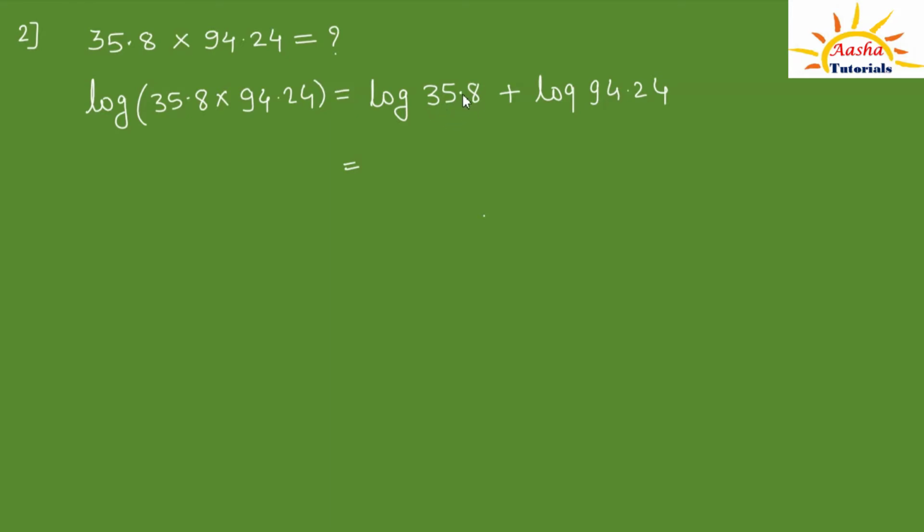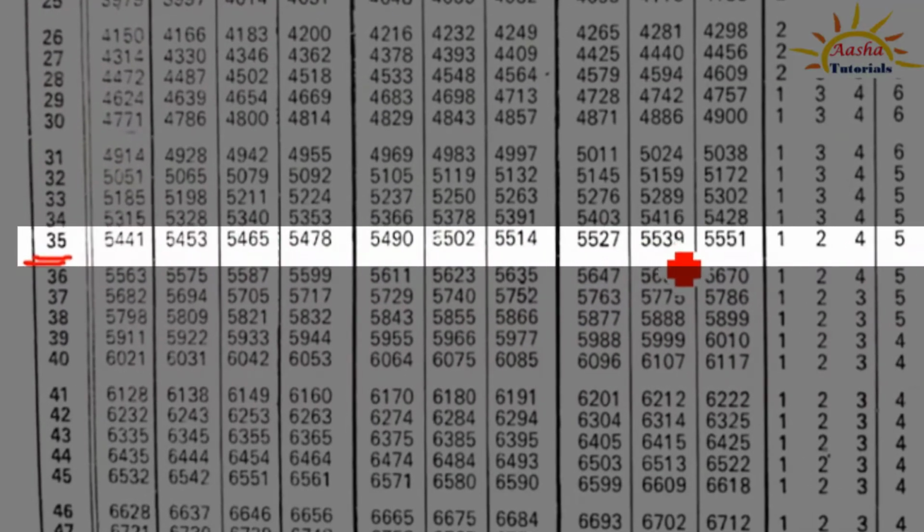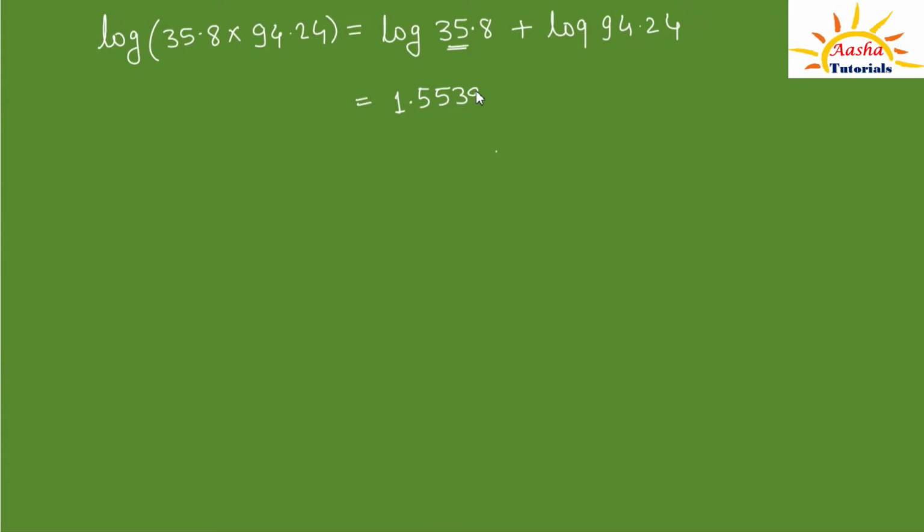So let's find the log of this. Here you see this is a two-digit number, so the characteristic value of this will be 1, as 2 minus 1. Then let us write the decimal point and find the log of 35 in 8. Here you see the log of 35 in the 8th column, how much is it? 5539. Log of 35 in the 8th column is 5539. Plus to that we have to find the log of 94.24.